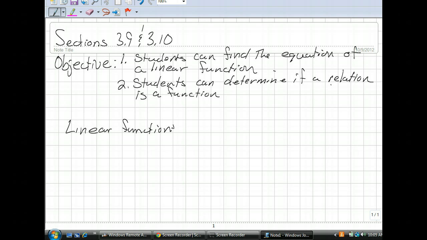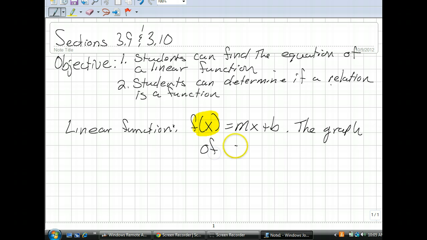A linear function is written in the following form: f of x equals mx plus b. Now that should look very familiar, except for the f of x. We are used to seeing that as a y value. So we would say then that the graph of function f is the line y equals mx plus b.